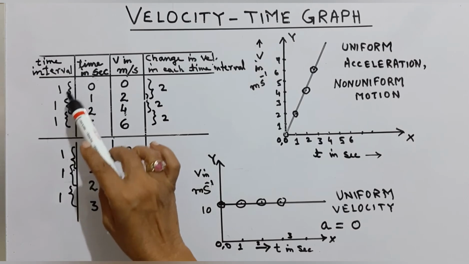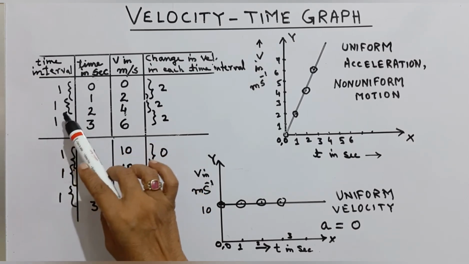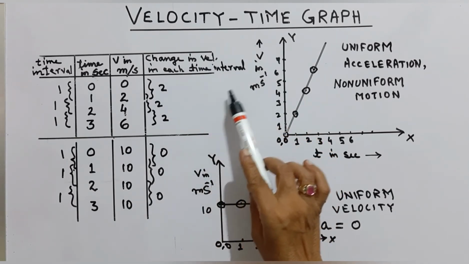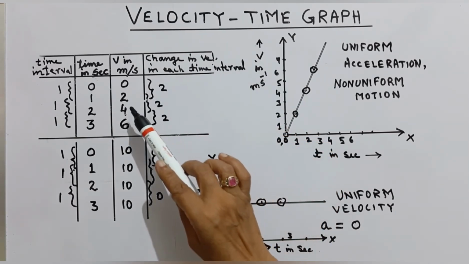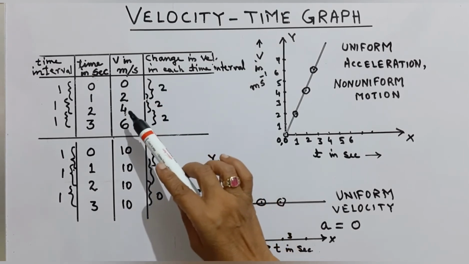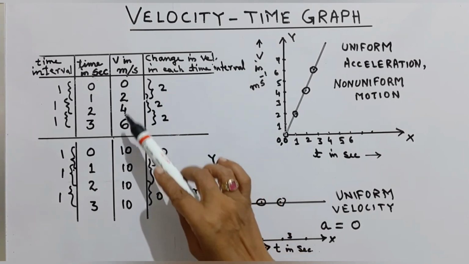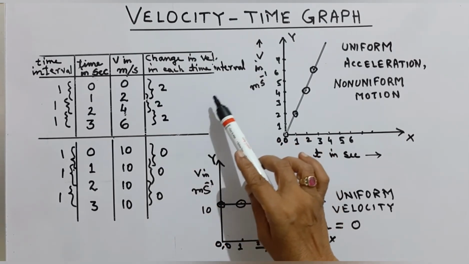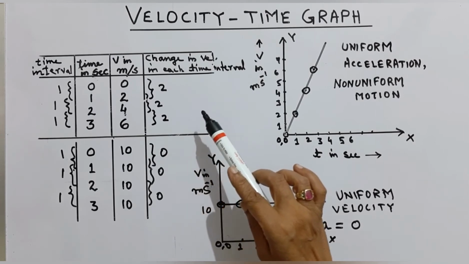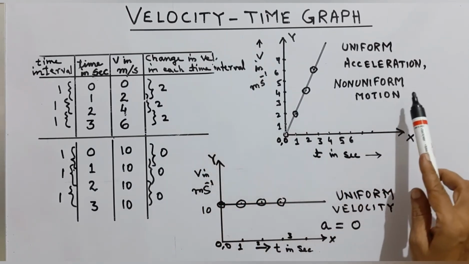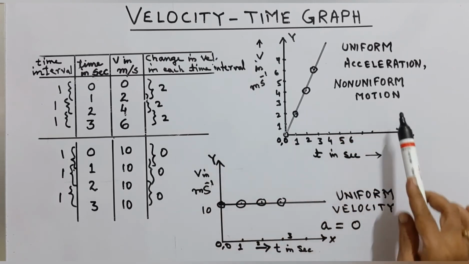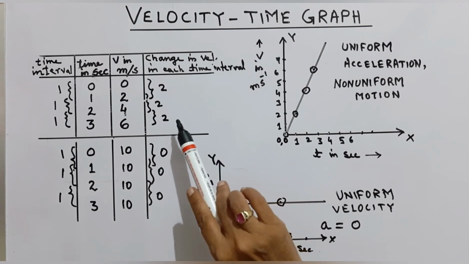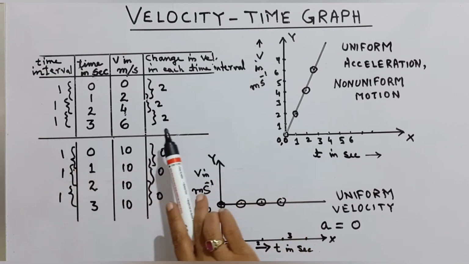We have calculated the time intervals here: 1 second, 1 second and 1 second. And the change in velocity in each time interval is also calculated. We see here that 2 minus 0, that is 2, 4 minus 2 is 2, and 6 minus 4 is again 2. So we see that the change in velocity in each time interval is the same. So we can say that this is a case of uniform acceleration and non-uniform motion, because there is a change in velocity, but the change in velocity in equal time intervals is equal.